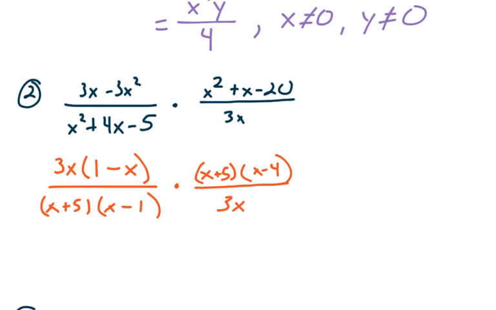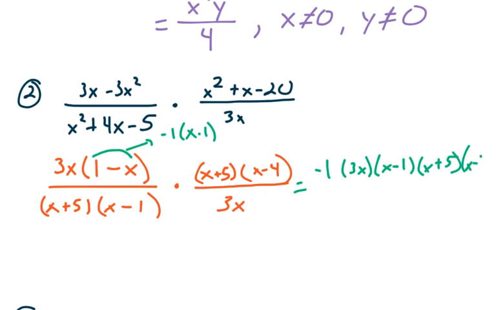Also, with this 1 minus x, I'm actually going to rewrite this as negative 1 times x minus 1. Basically, I'm flipping the signs of these two terms by dividing by negative 1 and then just reordering them so the positive x comes first. So when we write this out, we're going to have negative 1 times 3x times x minus 1 times x plus 5 times x minus 4. And that's kind of scrunched on the side there.